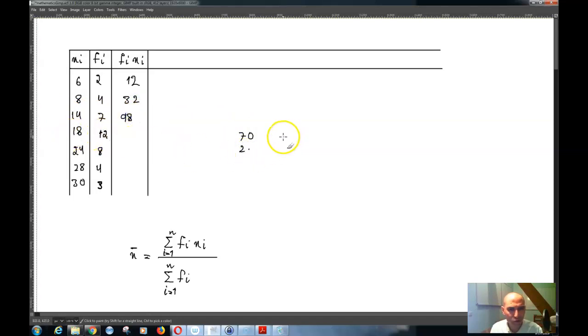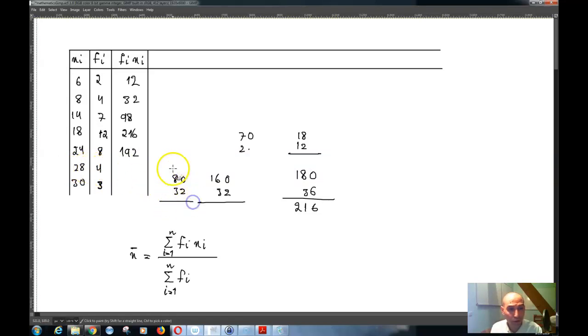I'll have 12 times 18, which is basically 10 times 18 is equal to 180, and 2 times 18 is equal to 36, so that's 216. 8 times 24 is 160, and 32, so we have 192. 4 times 28 is 80, and that's 32, so 80 and 32, that's 112, right? That's 112. And 3 times 30 is equal to 90.